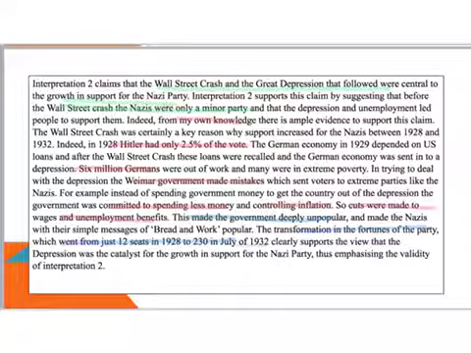And it's a really important one to know in terms of Hitler's rise to power, how they go from just 12 seats in 1928 to 230 in July of 1932, catapulting the party to the most popular party in Germany at that point. So that clearly supports the view that the Depression was the catalyst for growth and support of the Nazi Party, thus emphasising the validity of interpretation 2. Notice that link back to the question there. So there's that bit of analysis and link to the question that you see in a good PEEL paragraph.